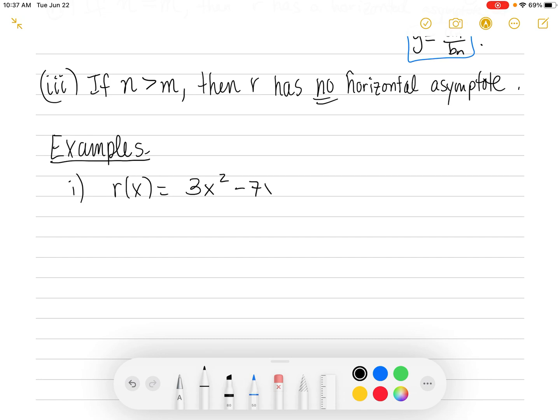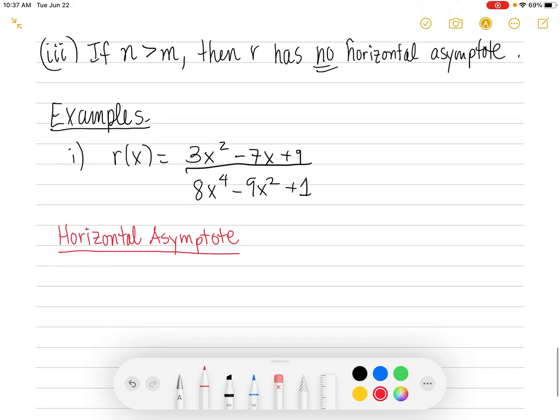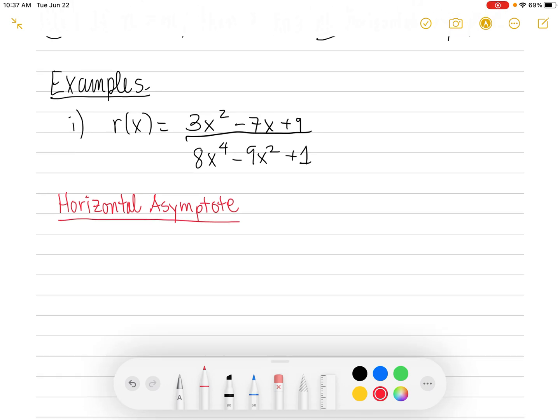Let's say we have r of x equals 3x squared minus 7x plus 9 on top, and on bottom we have 8x to the 4th minus 9x squared plus 1. So let's look at the horizontal asymptotes. Now it turns out when you're dealing with rational functions, if you do have a horizontal asymptote, there will only ever be one. You won't have more than one with rational functions.